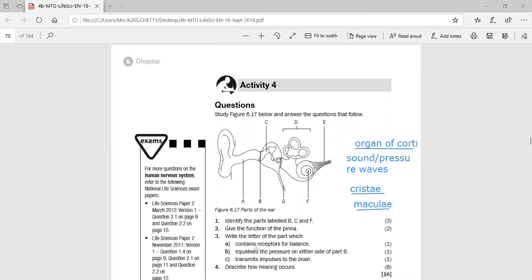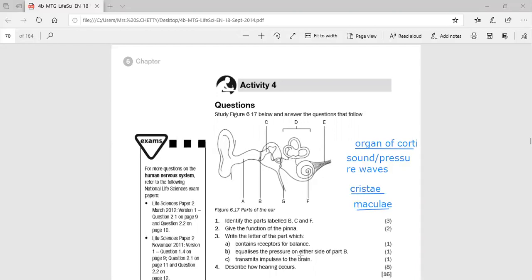And remember that. Give the function of the pinna. Well, we've been to B, C, and F. Give the function of the pinna. Of course, it will trap the sound waves and direct it into the auditory canal. Write the letter of the part which contains receptors for balance. Of course, it will be D. Sometimes they say write the letter and the name. So here they only ask for the letter.